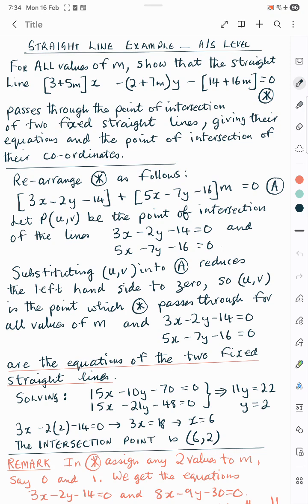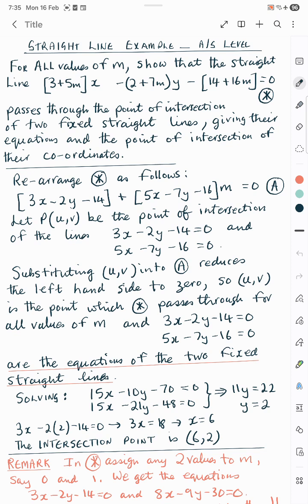For all values of m, show that the straight line (3 + 5m)x - (2 + 7m)y - (14 + 16m) = 0 will pass through the point of intersection of two fixed straight lines. And we want to find the equations of these two lines and their point of intersection.